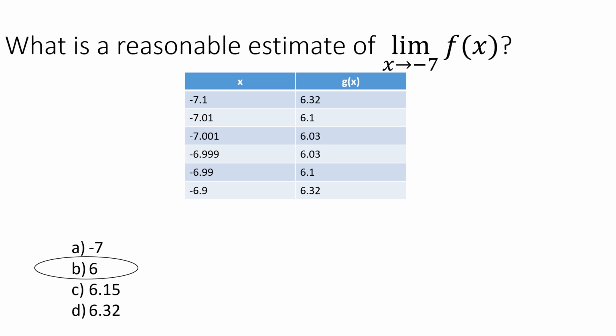This is the table right here. What's a reasonable limit of f of x as x approaches -7? Well, here's -7.01. This is getting closer to -7. This is even closer. And from this end, -6.9, -6.99, -6.999. And I would say this goes to 6.3, 6.2 at both ends. 6.1, 6.03. A reasonable number would be right between that, probably 6. And that's why I picked that one right there.